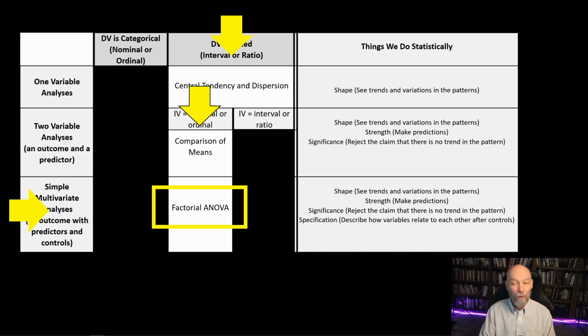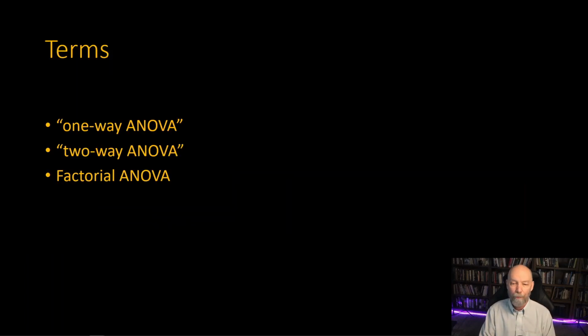and we use Factorial ANOVA, which means that we're going to be interested in shape, strength, significance, and specification, and we're going to have to explain how each of those is thought about, what we mean by those in terms of what the results tell us, so that then we can report the results in a way that helps an audience understand the answer to the original question.